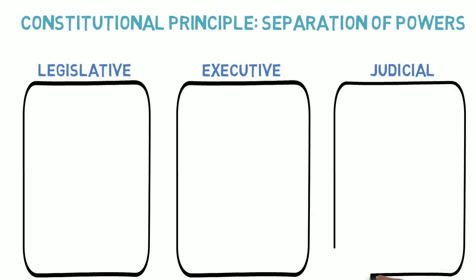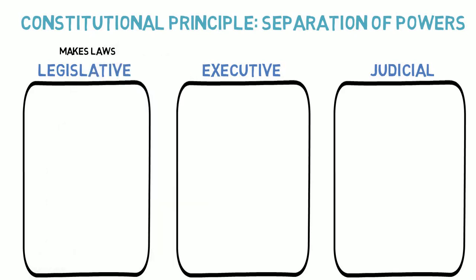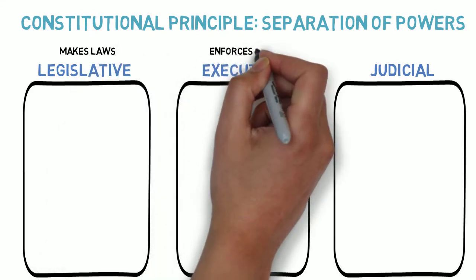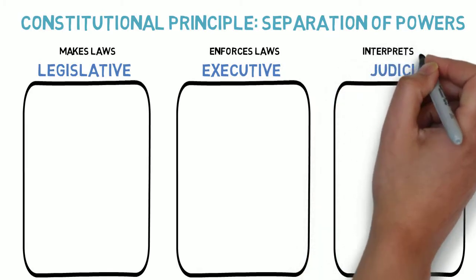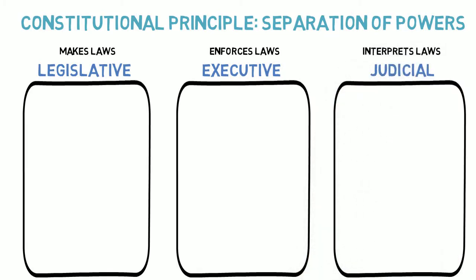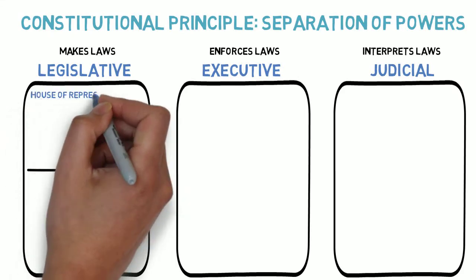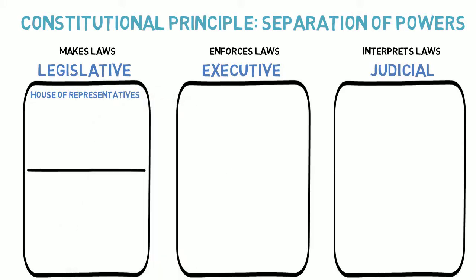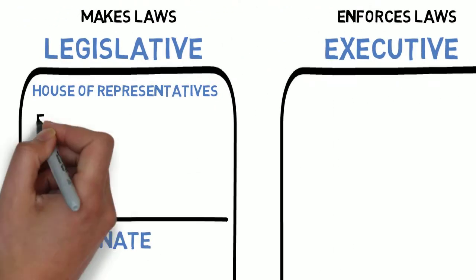The Constitution created three independent branches of government. The legislative branch makes our laws, the executive branch enforces the laws, and the judicial branch interprets the laws by resolving legal disputes. Our legislative branch is a bicameral branch. It's divided into two houses, the House of Representatives and the Senate. While they each participate in making the law, they have somewhat different functions.